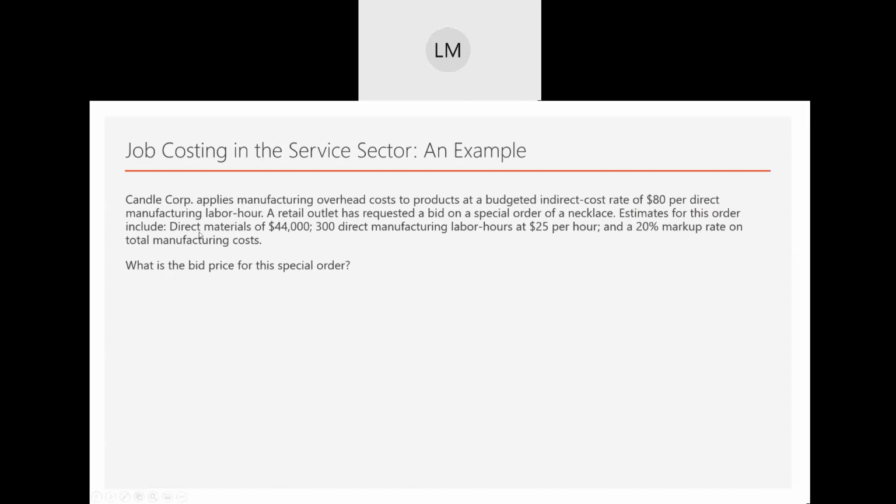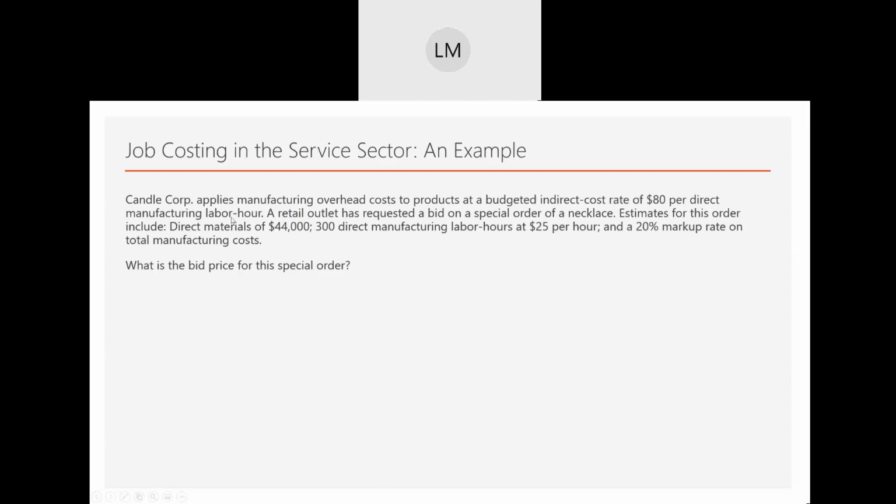Estimates in this order include direct materials, and actually, I guess we are manufacturing something, so I guess this is not a service sector example here, but we'll take a look. It's still a good illustration for job costing when we're bidding on special orders. So I really should have said job costing for special orders, so not in the service sector. I apologize for that.